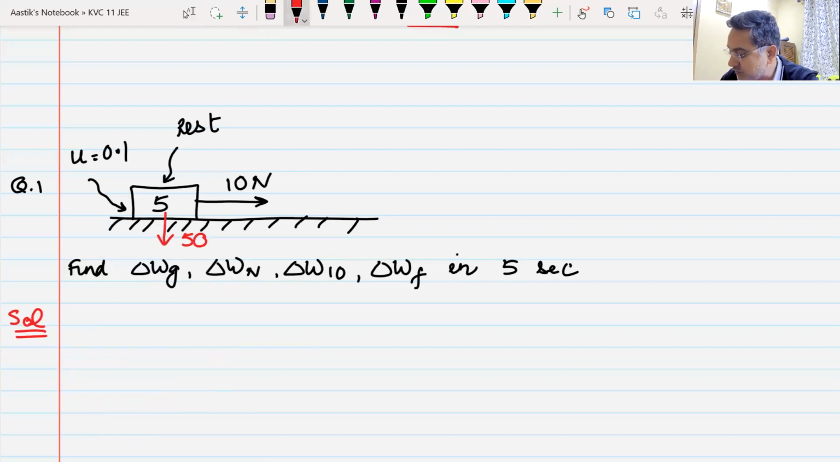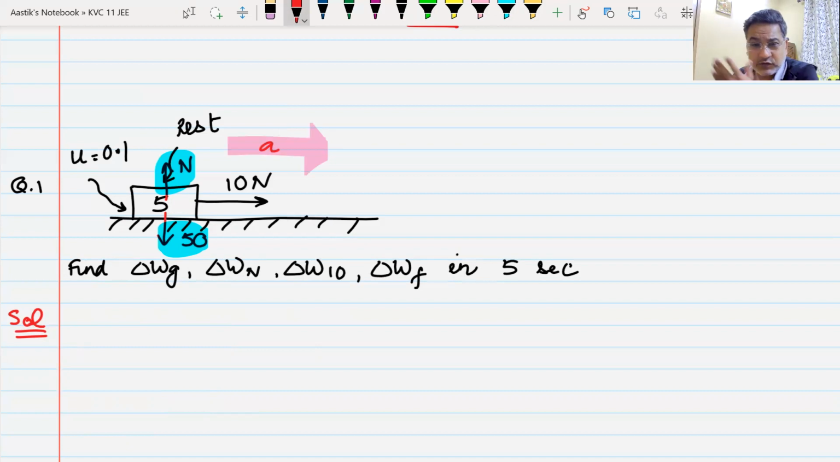This is 50 newtons. This is normal reaction. And we have done this 50,000 times, so that one day you will be able to do it on your own. But that day is still not coming. Anyways, N is equal to 50 because it is not going to move up and down. But then there is a force in this direction, and therefore this body is going to accelerate in this direction.